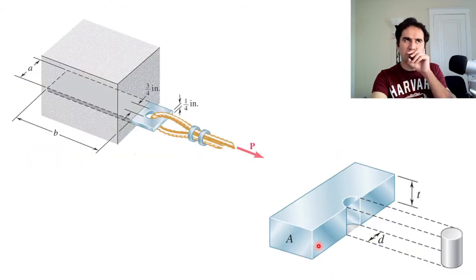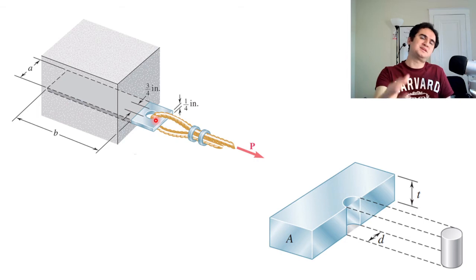Let's approach the problem. In this problem, for part A, we are working with the outer part of the plate which sticks out of the concrete, to calculate what is the width of the plate.